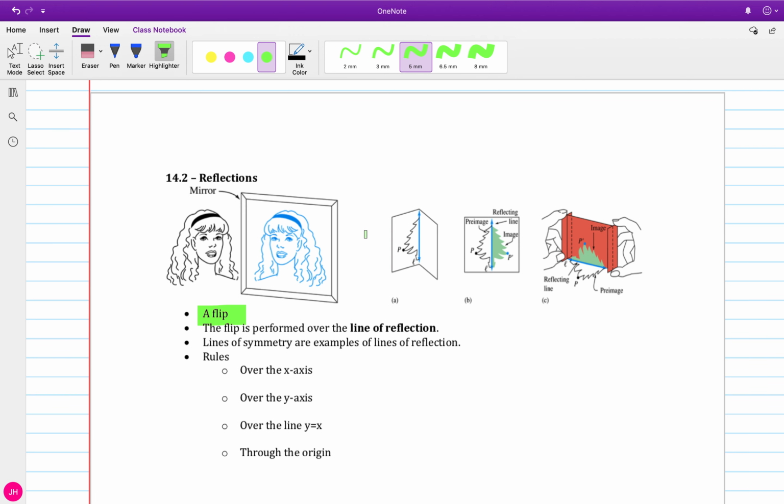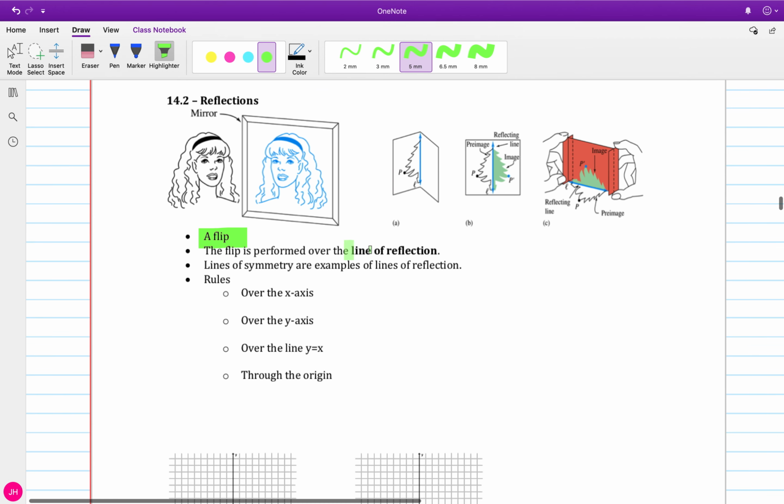Now our line that we're going to flip over is called a line of reflection. So up here you can see my line of reflection is right here. I'm going to use the same notation that I did before for my pre-image. So my pre-image there, P, and my image would be P with the apostrophe mark, the P prime.